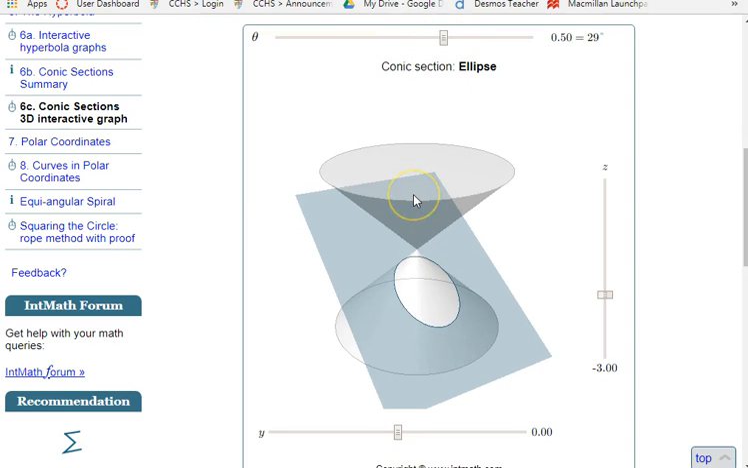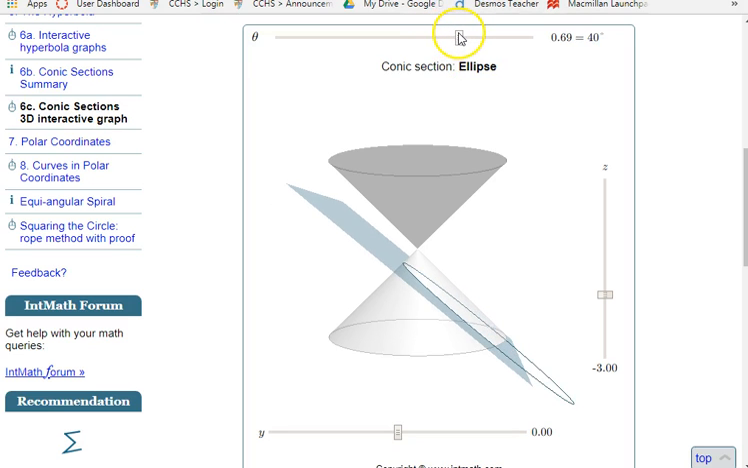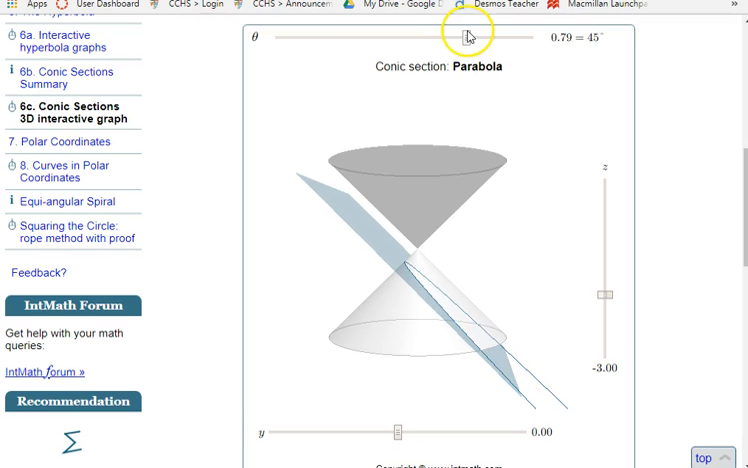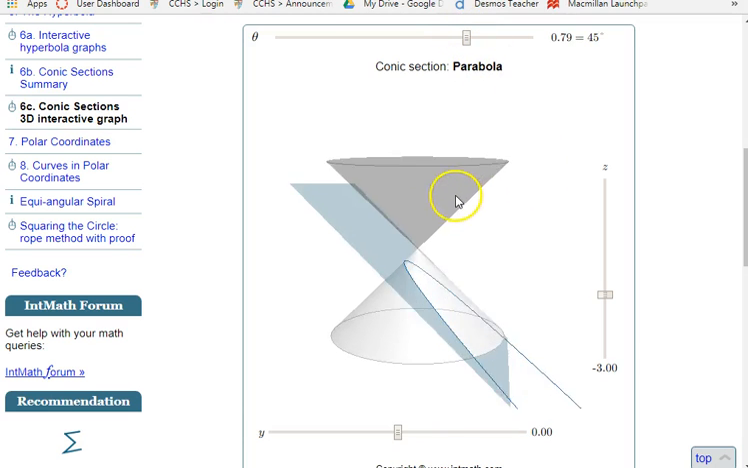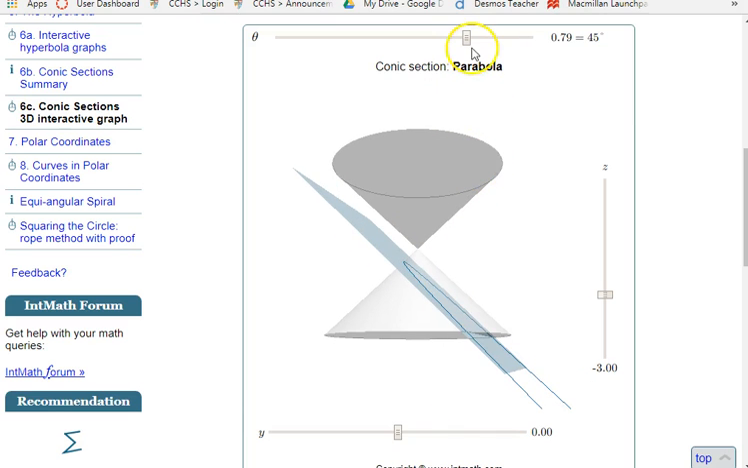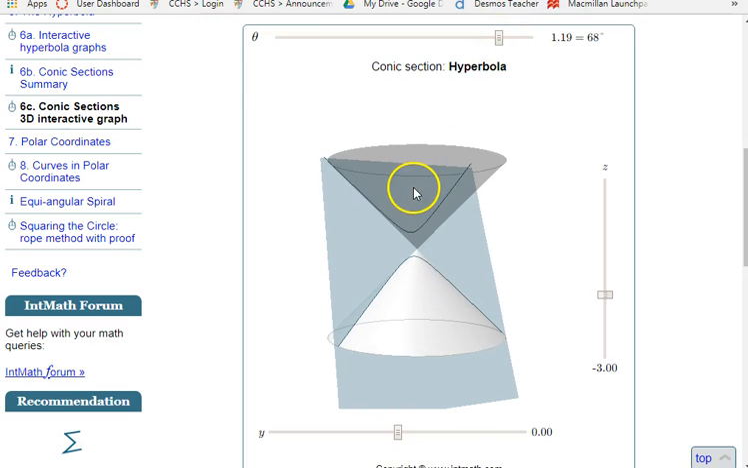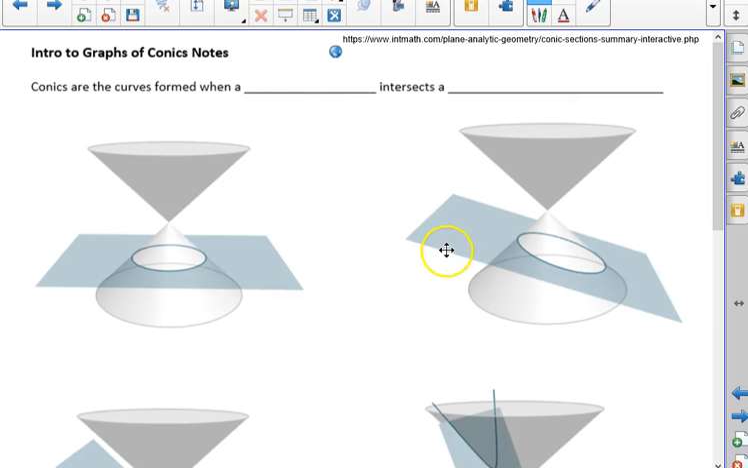an oval shape called an ellipse. If we continue tilting that until the plane is exactly parallel to the side of the cone, we get a parabola. If we continue tilting the plane and so it intersects both parts of the cone, we get a shape called a hyperbola. So we're going to summarize that on our notes.